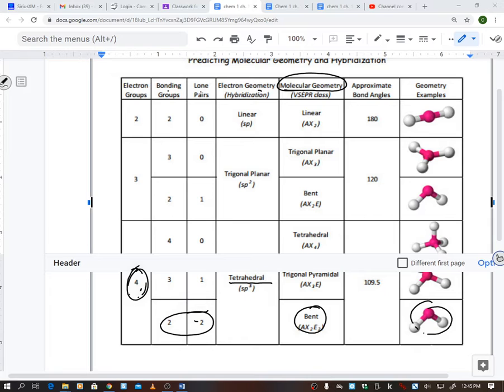What did I do here? Did I just move everything down? I'm going to have to fix it. I'll fix it later. Anyways, this is bent.